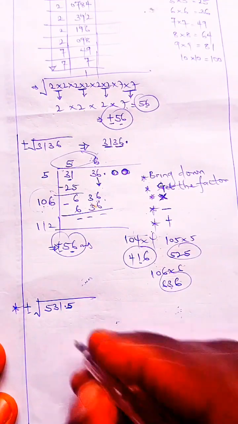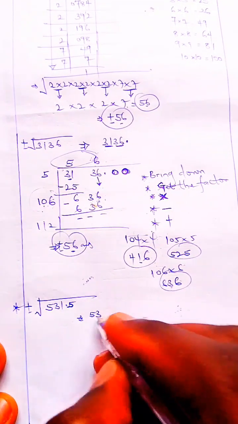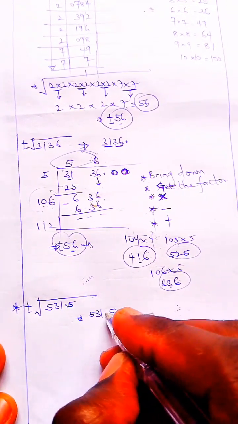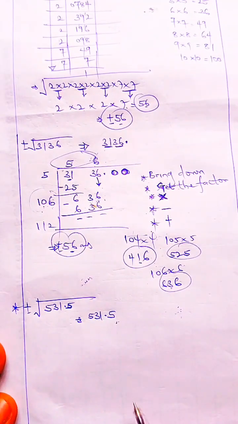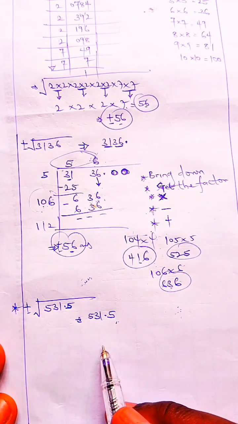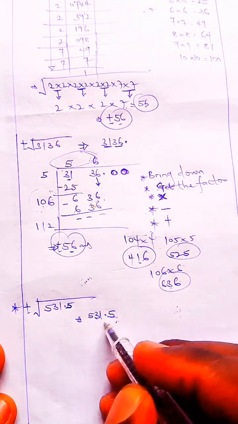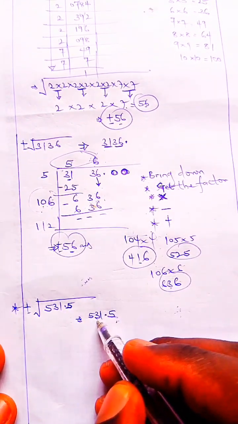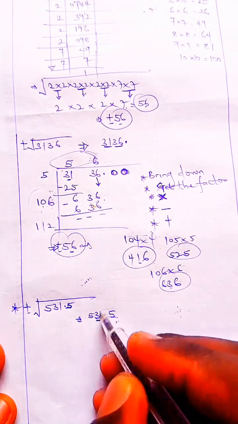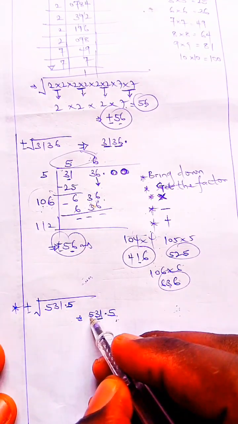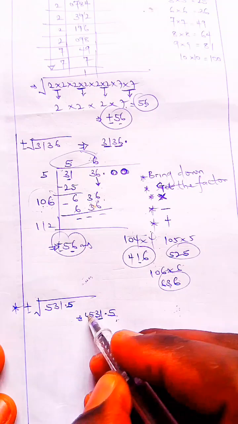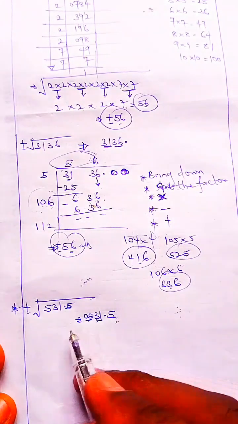531.5. Now, what do we do here? The first thing you have to do is to write it out. 531.5. There's a decimal point here. Don't forget that when we talk about square root, we're talking about twos, as I said already. What are the numbers closest to the point? 1 and 3. So we're talking about two sets of numbers. You take the first two, 3 and 1 here. This one here, just 5. 5 doesn't have a partner. You add 0 to it. 0 and 5, you're done with the whole numbers.